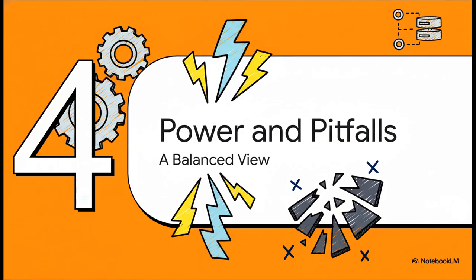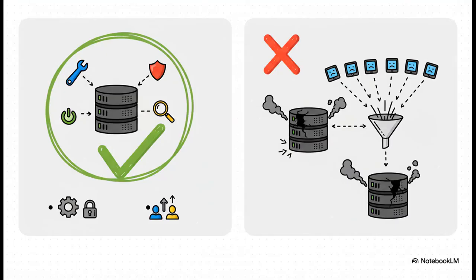So, as powerful as this model is, it's not perfect. Like any kind of engineering design, it comes with its own unique set of strengths and weaknesses, and it's pretty important to understand both. The biggest advantage, by far, is centralization. It's just so much easier to manage, update, and secure everything when it's all in one place. But that's also its biggest challenge.